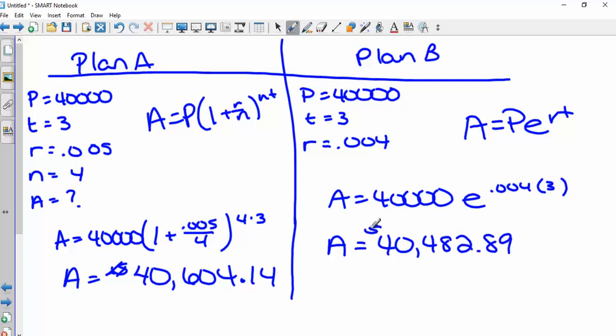Okay, now we have to decide which one we're going to pick. So, is this a loan that we have to pay back, or is this money that we're investing? We're investing. So that means we want to make as much as possible, right? So we want the higher dollar amount. So the plan I should pick is plan A. Now, if you were borrowing money, you would want the lowest dollar amount because you don't want to have to pay back any more than necessary.